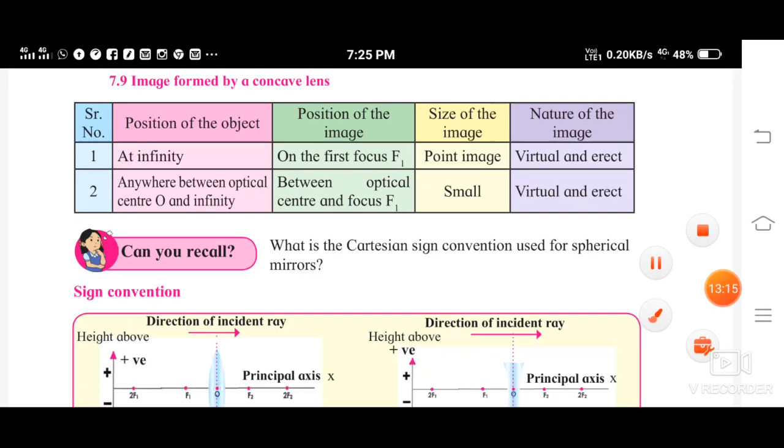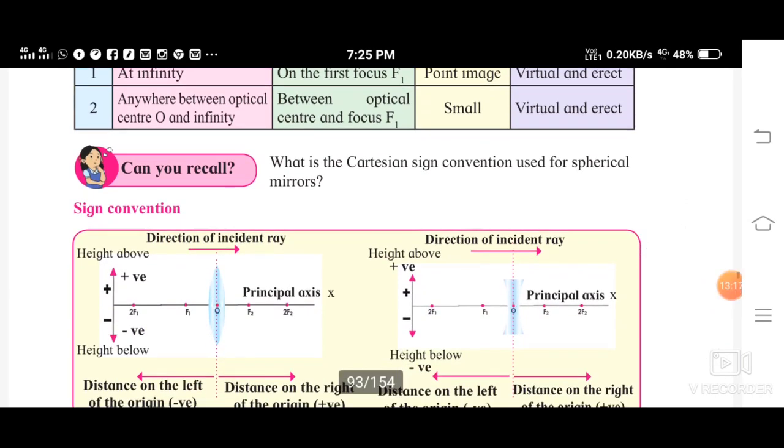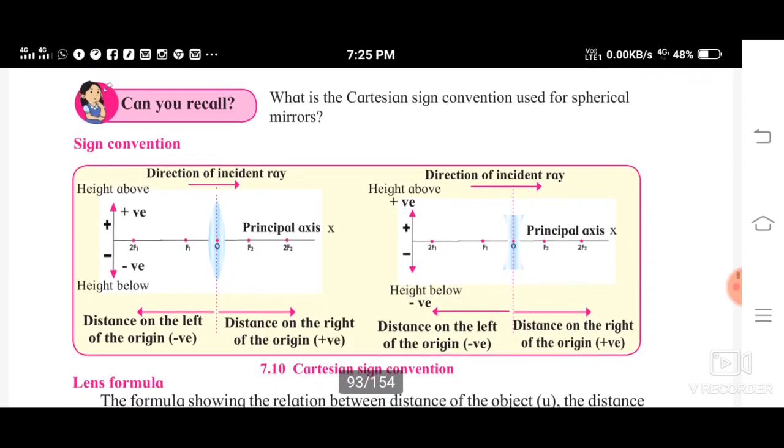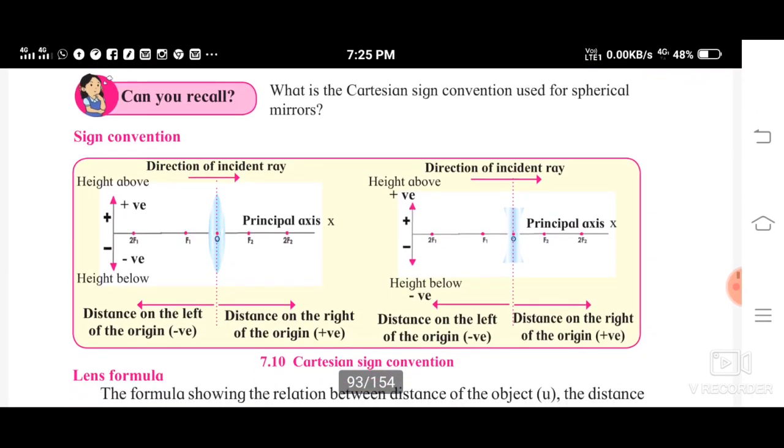Now the Cartesian sign convention, just recall this. What is the Cartesian sign convention used for spherical mirrors? Let us see the sign convention in the next video.